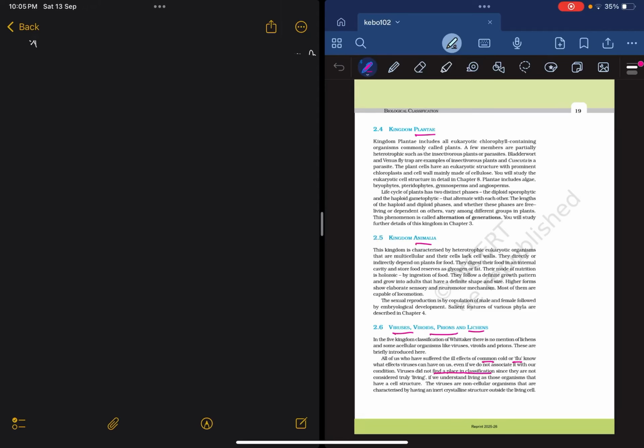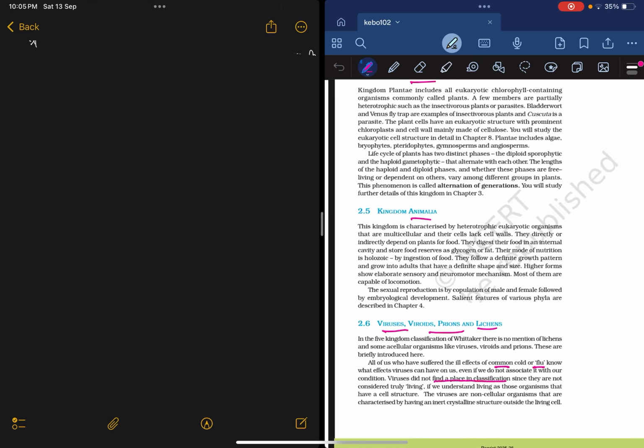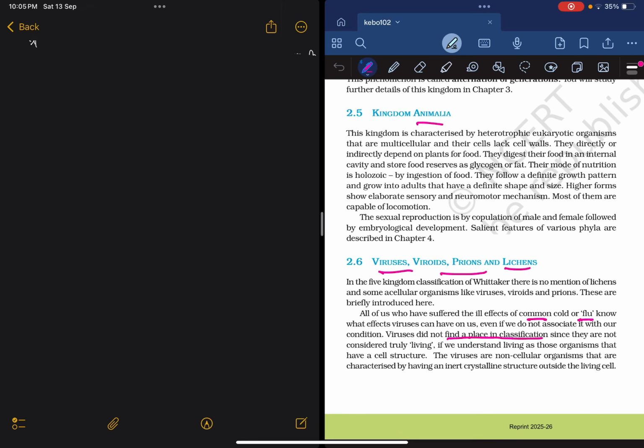In the previous video we completed up to Kingdom Fungi, and Kingdom Plantae and Animalia will be discussed separately in the plant kingdom and animal kingdom. So now coming to the last part of the chapter, that includes viruses, viroids, prions and lichens. These organisms were not able to find any place in the kingdoms discussed previously, so they are placed separately or not given a place to be certain.